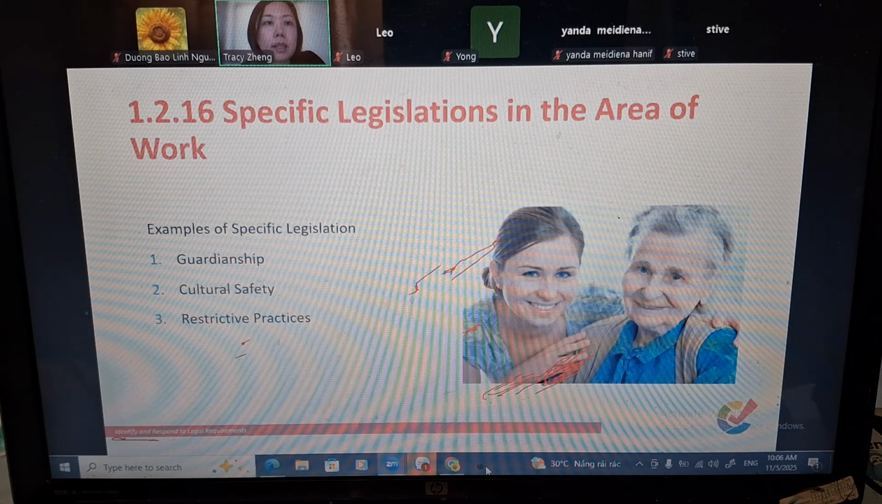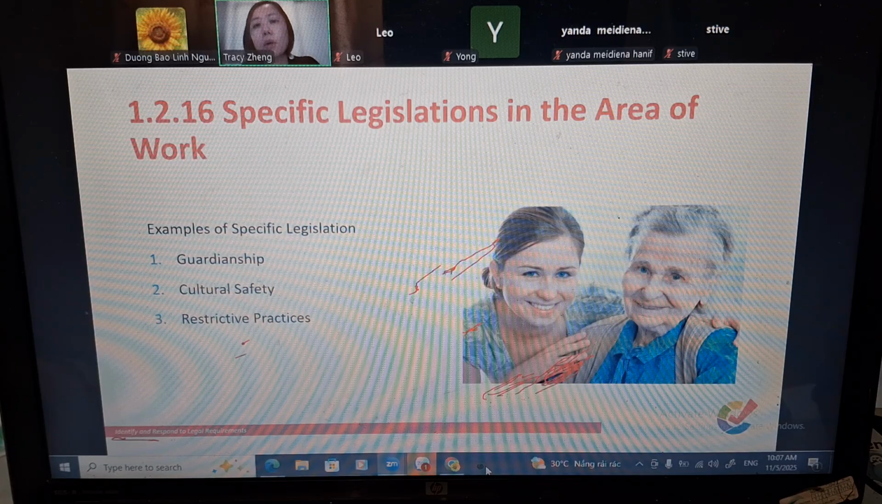And also here, this slide is showing you the specific legislation in the area of your work. Some of them are like guardianship. Does anyone know what guardianship is? Have you ever heard about guardianship? No? Okay. So guardianship is a legally appointed person who can make decisions on behalf of another person.